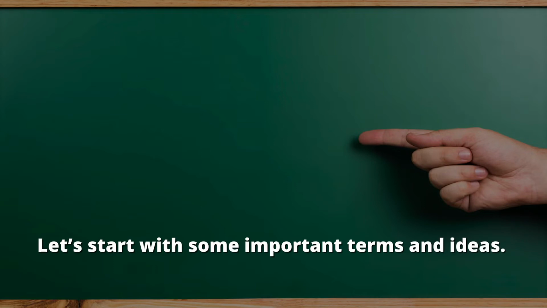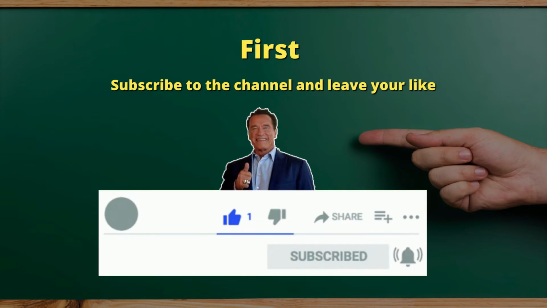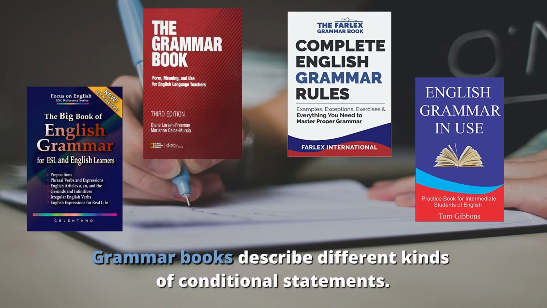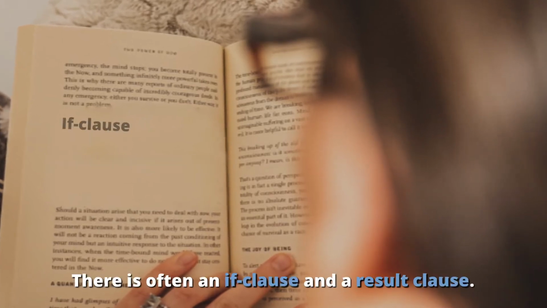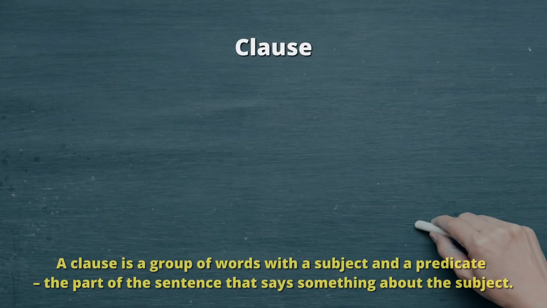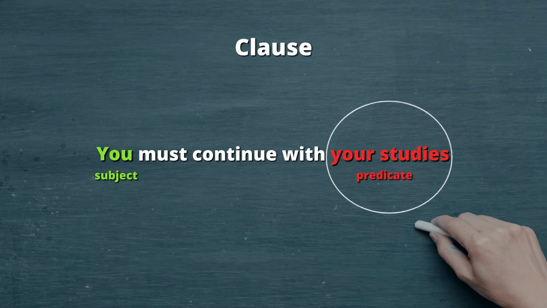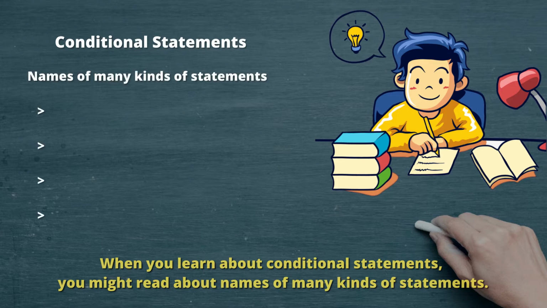Let's start with some important terms and ideas. Grammar books describe different kinds of conditional statements. These statements describe relationships between two events. There is often an if clause and a result clause. A clause is a group of words with a subject and a predicate, the part of the sentence that says something about the subject. When you learn about conditional statements, you might read about names of many kinds of statements.